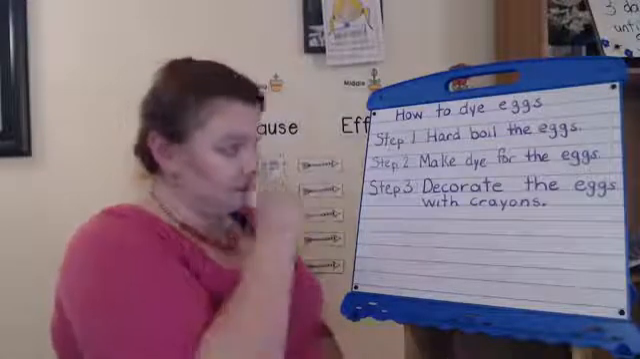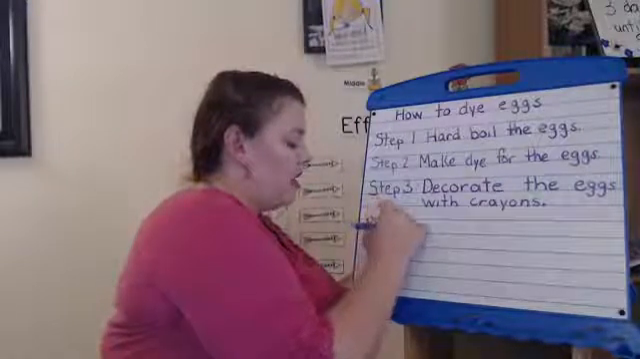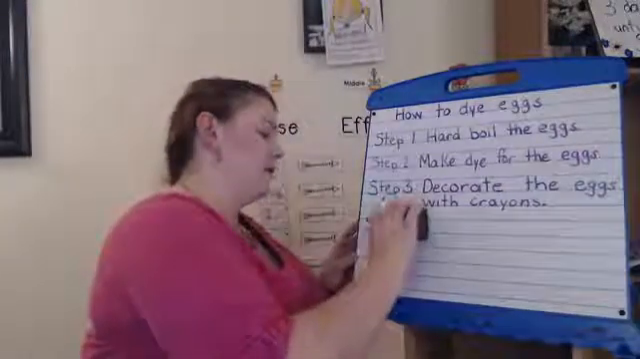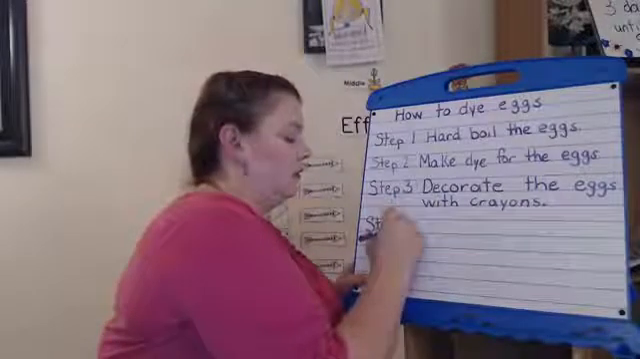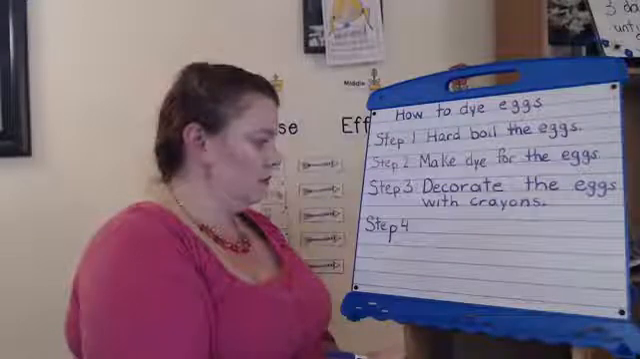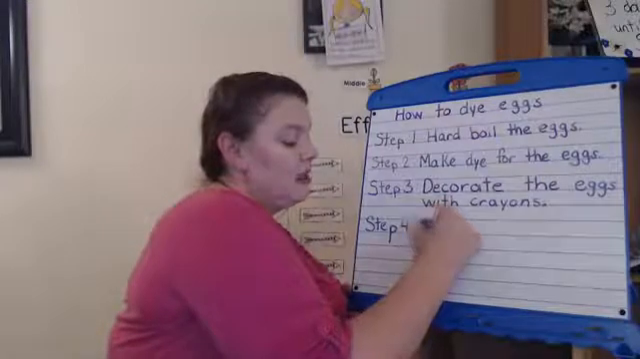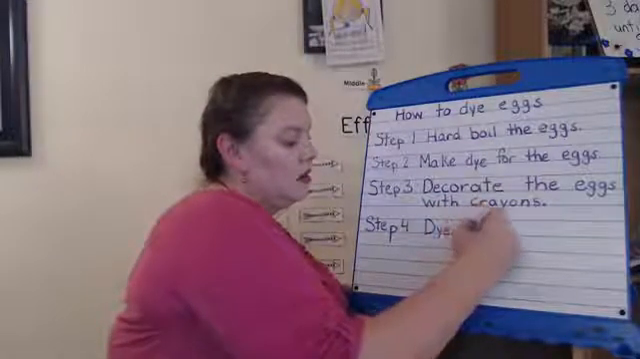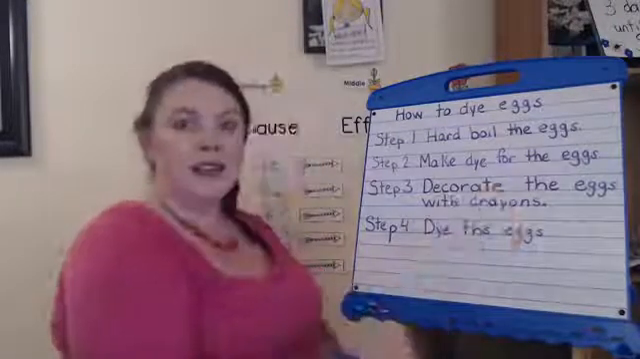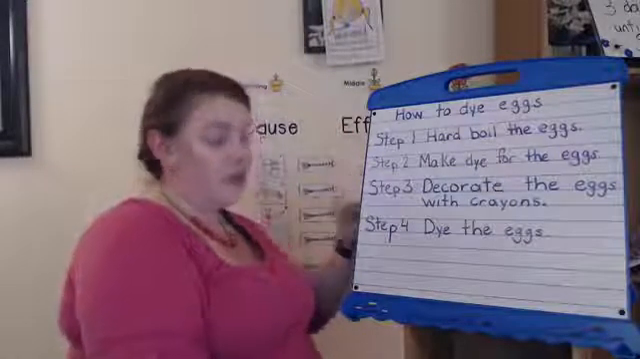All right, we only have one more step to write. Step 4, and I actually didn't do that right with my P, so I gotta fix it. Step 4. And step 4 is dye the eggs. Dye the eggs. So I have step 1 and step 2, step 3 and step 4.